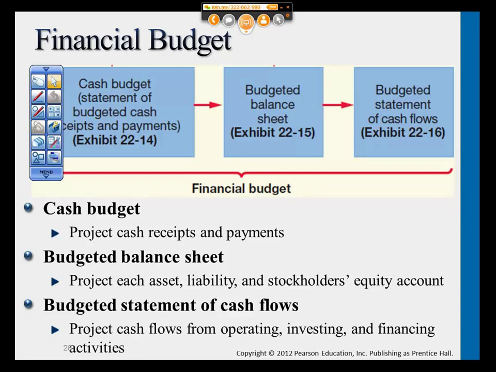So what is the cash budget? The cash budget is our projected cash receipts and payments. The budgeted balance sheet is our projected assets, liability, and stockholders' equity accounts. And then the budgeted statements of cash flow is our projected cash flows from operating, investing, and financing activities.